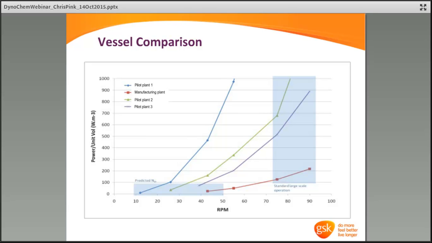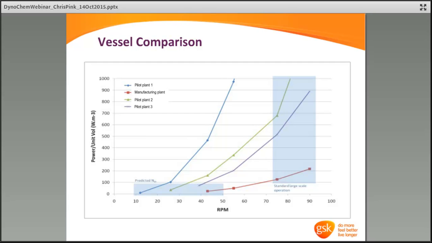So I put this chart in. It actually caused quite a bit of controversy when I presented it to the different plants. I'll take you through it and explain it. What you see here is basically how the power per unit volume changes with RPM at the different pilot plants and manufacturing plants we were looking at. And quite rightly so, engineers get very defensive of their vessels, particularly if you're highlighting one as being a worse performer compared to other plants.